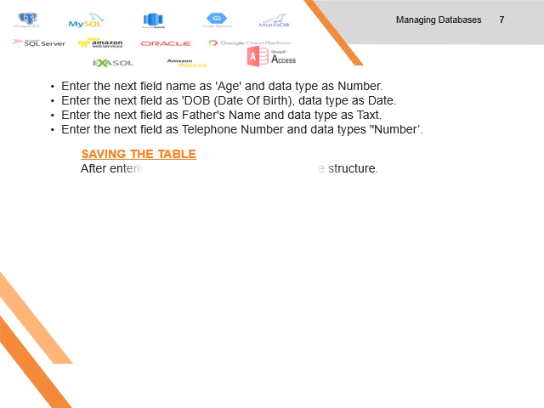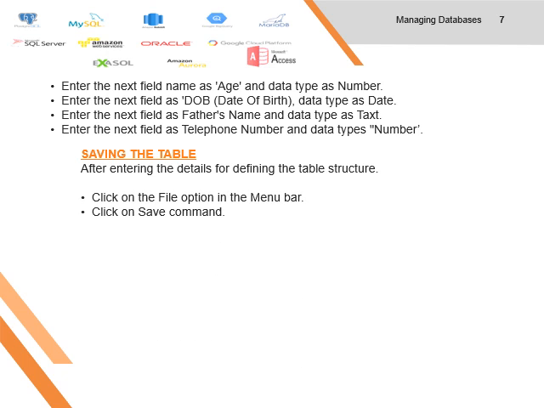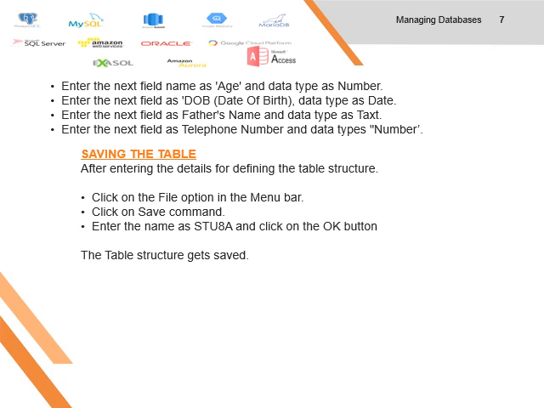Now saving the table. After entering the details for defining the table structure, click on the file option in the menu bar. Click on save command. Enter the name as STUBA and click on the OK button. The table structure gets saved.